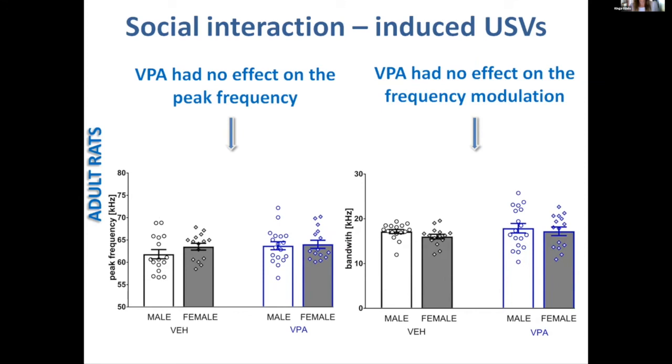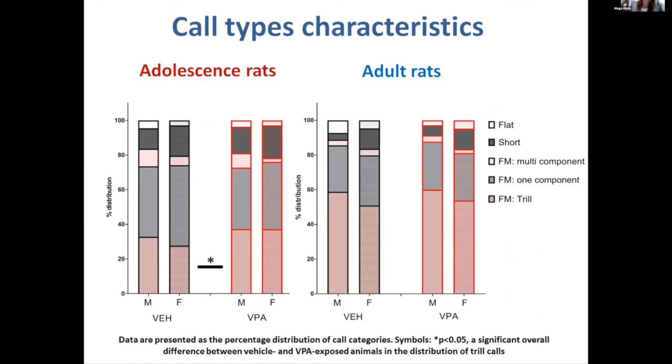So we observed that VPA, prenatal exposition to VPA, may lead to some social and communication impairments, which can persist into adulthood. Moreover, we also looked at call types, and here we observed that VPA juvenile rats emit more trills than normal rats. These changes of call distribution may reflect an aberrant organization of social play behavior in juvenile rats, as specific USV types are associated with specific social play behavior.